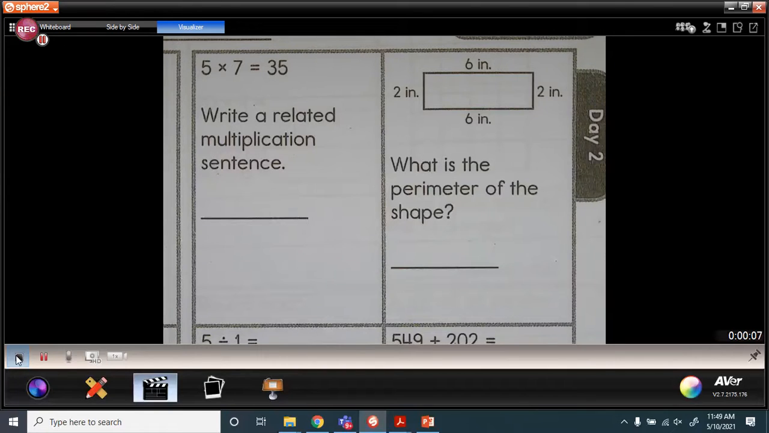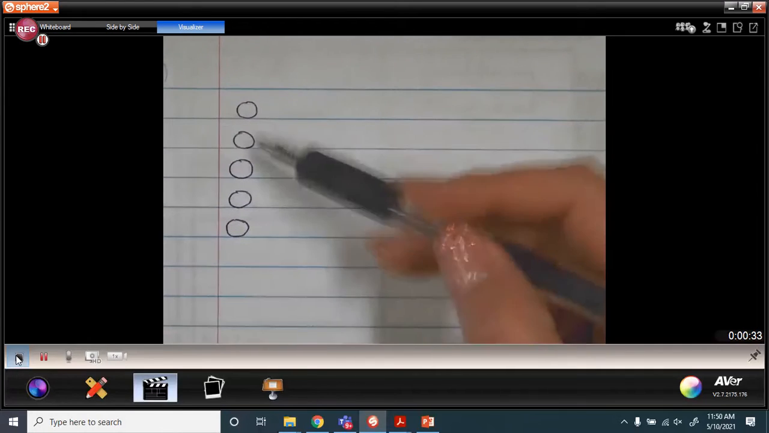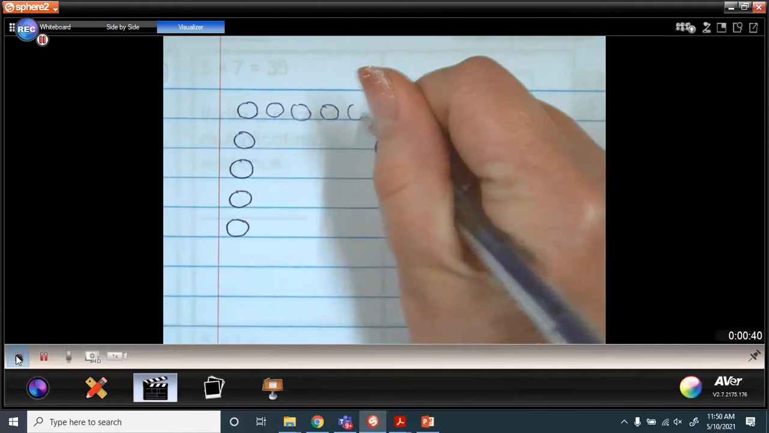It's Tuesday, and we are going to go ahead and do some DMA practice warm-up problems today. So let's take a look at our first problem. We have 5 groups of 7 equals 35. So just as a reminder, let's think back to when we were drawing arrays using our multiplication facts. So if I start off with 5 rows, here's my 5 rows, and I have 7 objects in each row.